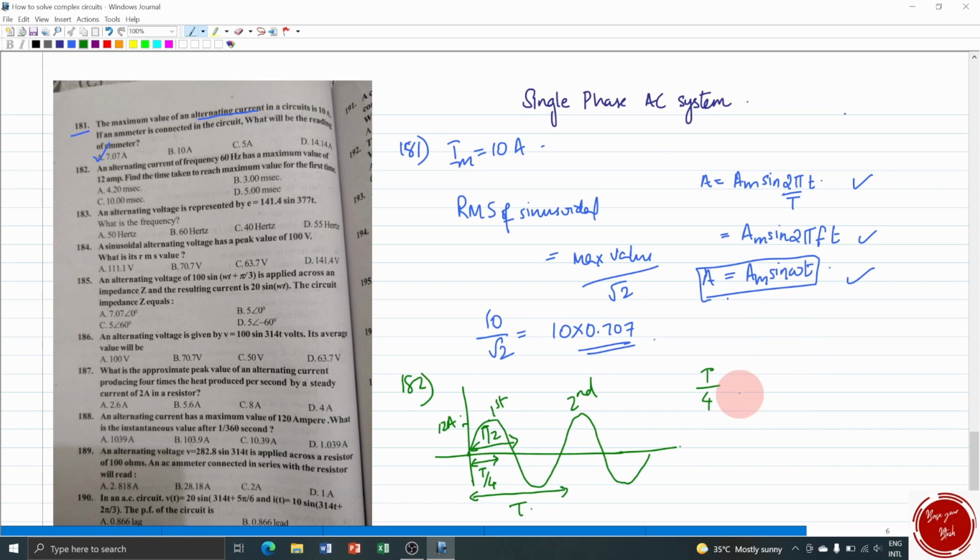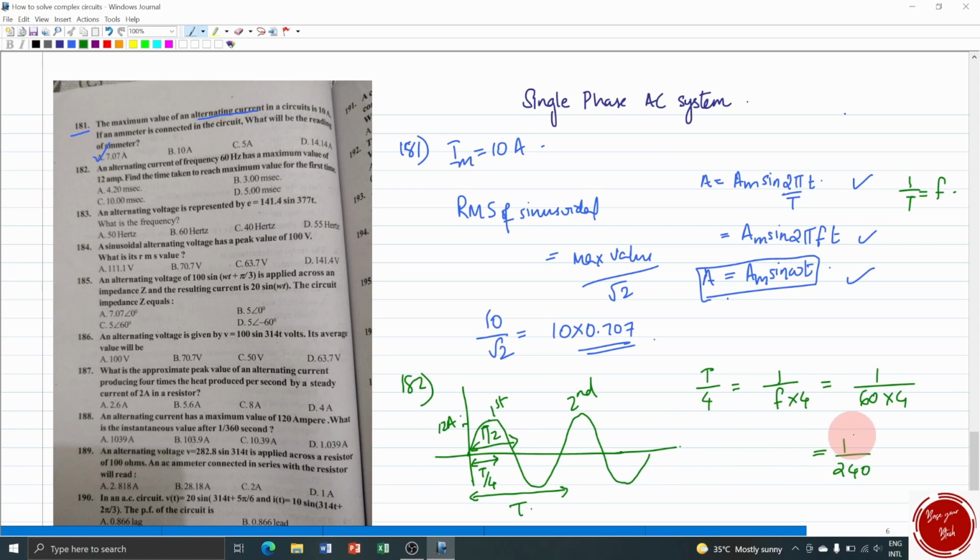And I have just said, what is T? T is 1 by f, isn't it? 1 by T is equal to frequency, so T is 1 by f. Again a 4 is there in the denominator. So it is 1 by the frequency, given here as 60 Hertz, into 4. Now it is 1 by 240.